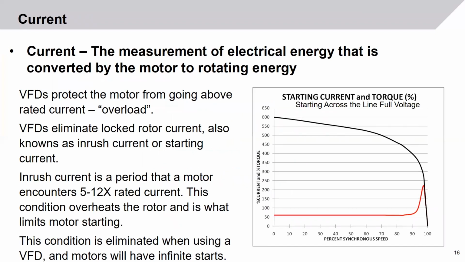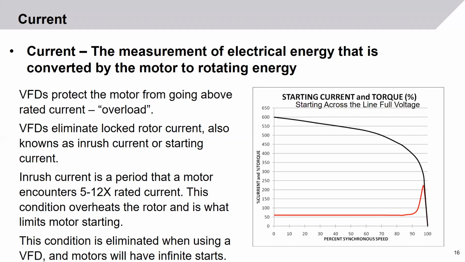Current is the measurement of electrical energy that is converted by the motor to the rotating energy. So a motor converts electrical current to output of horsepower. Now, VFDs protect the motor from going above its rated current or going into an excess overload. VFDs eliminate locked rotor current, also known as inrush current or starting current, which is represented on the right, and I'll discuss that in a minute.